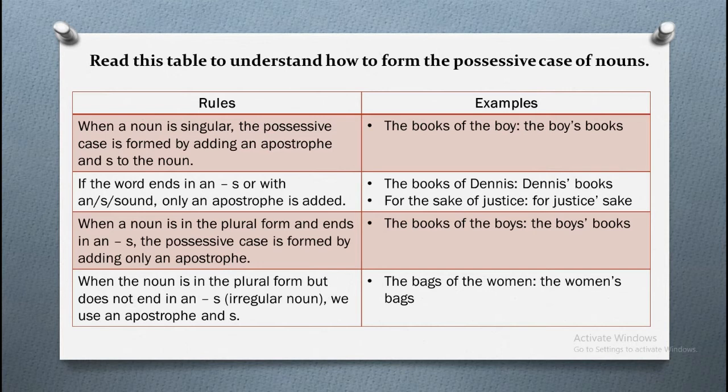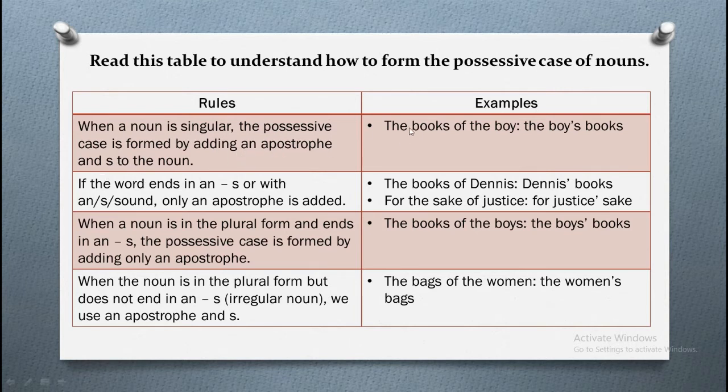Now there are certain exceptions to the forms of apostrophe s. And how do we use apostrophe s in various cases? This is what we are going to look at. When a noun is singular, so any singular noun, a boy, girl, maybe a name, anything. So if you talk about any singular noun, Rahul, Rita, Raman, anyone. So in that case, what do we do? We simply add apostrophe and s to the noun.